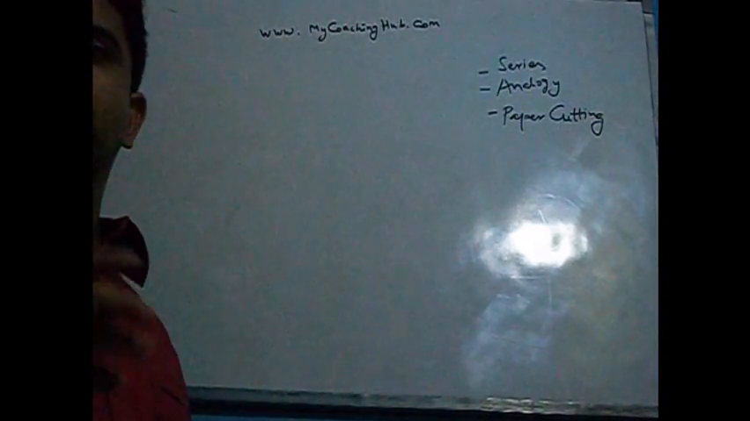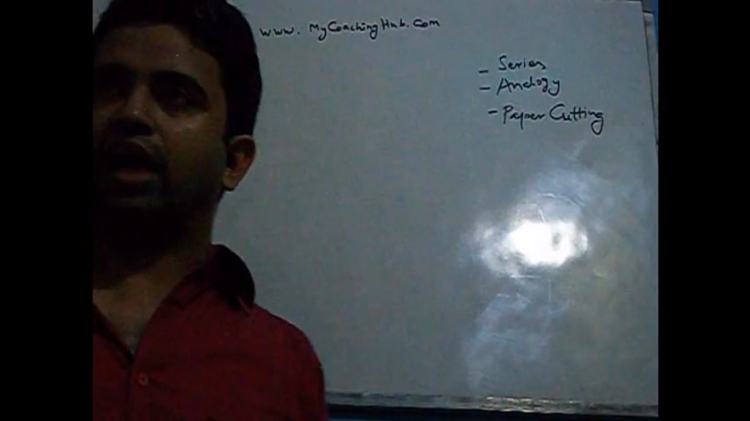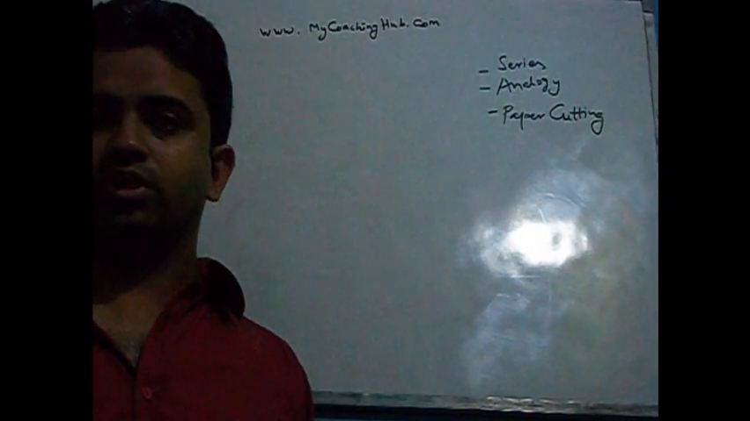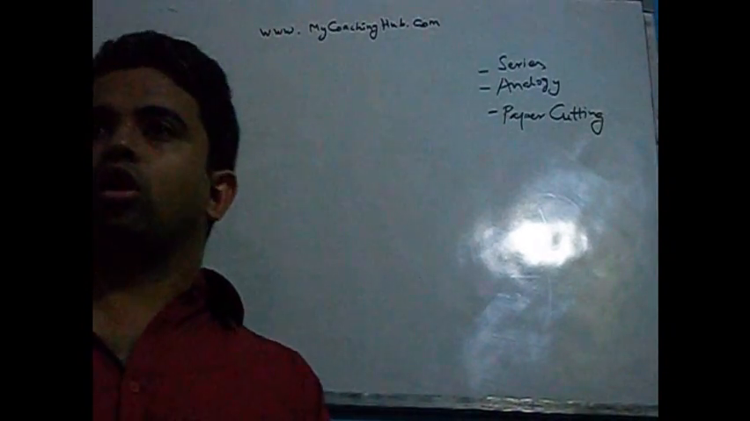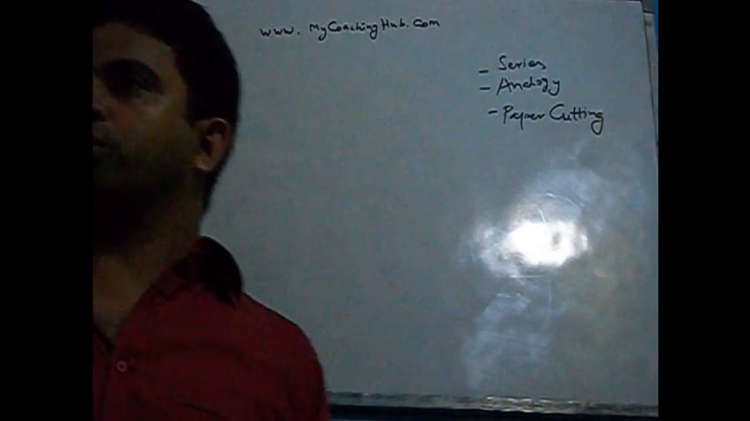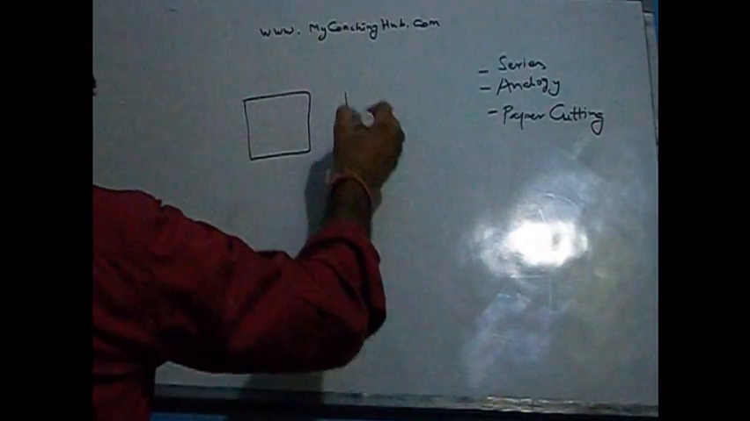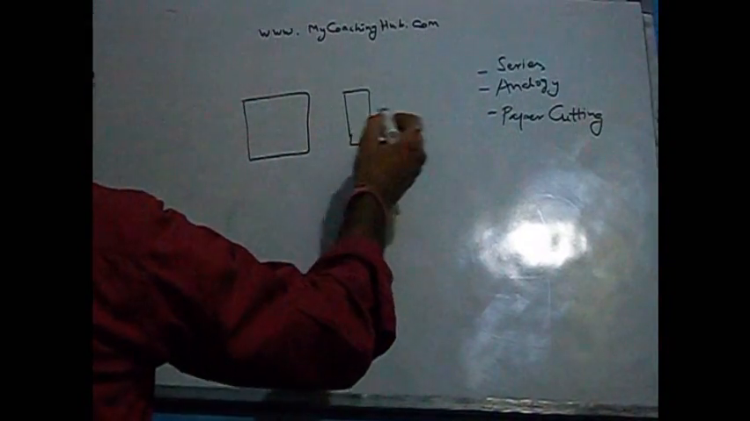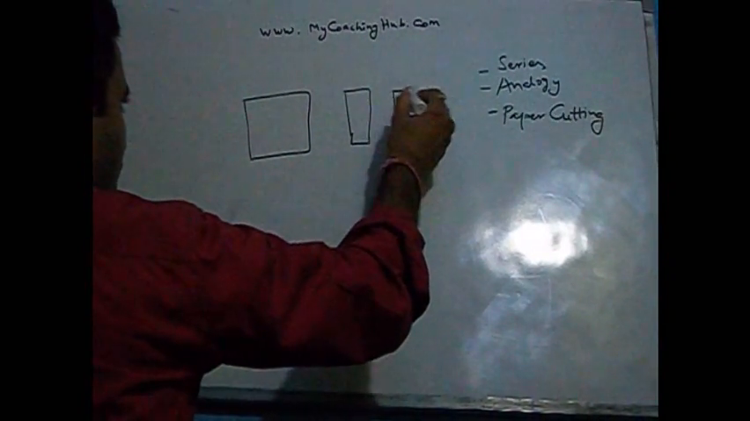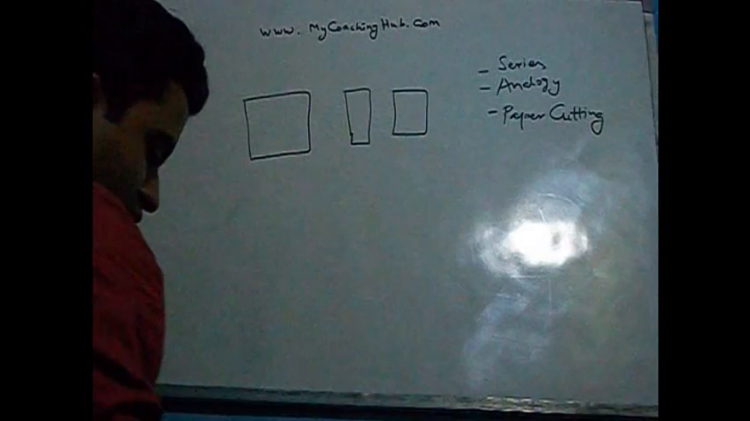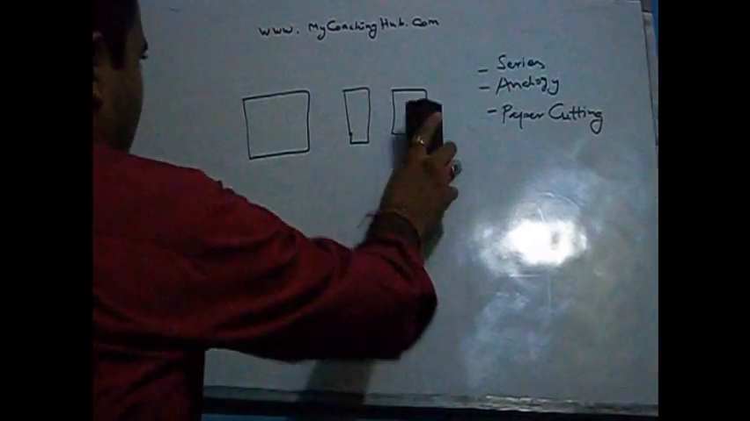Now what does paper cutting mean? Paper cutting is basically trying to ascertain how well you can understand what shape will be formed in the paper if you fold the paper, cut it in some way, and then open the paper. For example, if there is a square, then it is folded into half, then again say it is folded into half. Okay, or let me make it a smaller half.